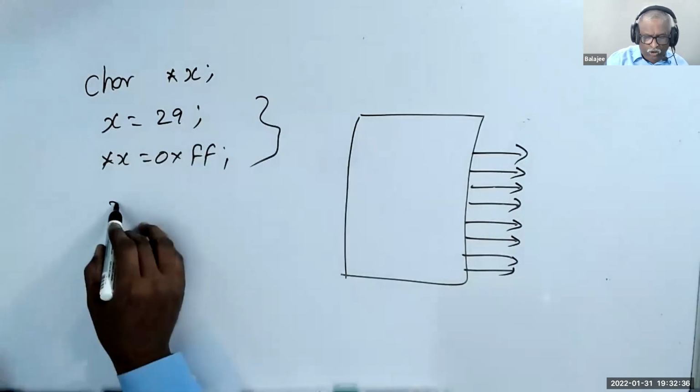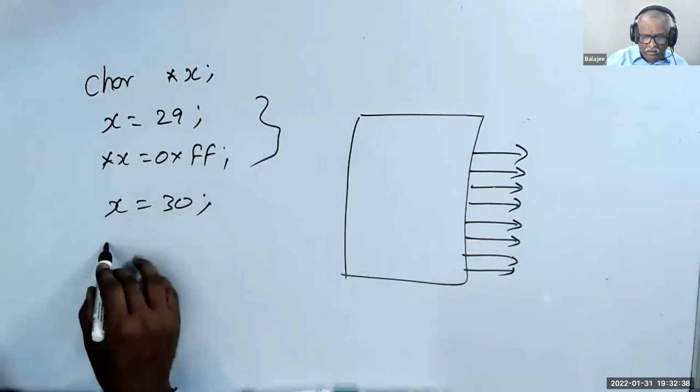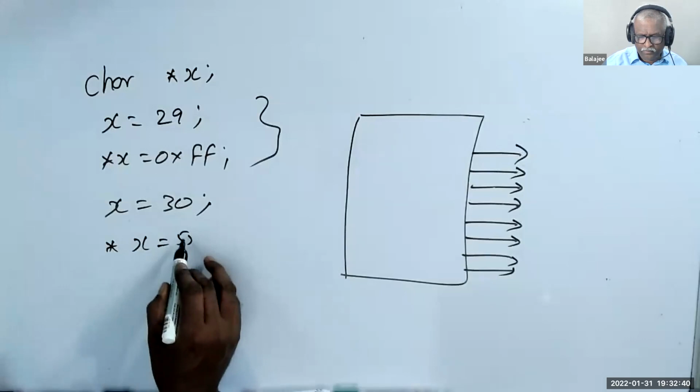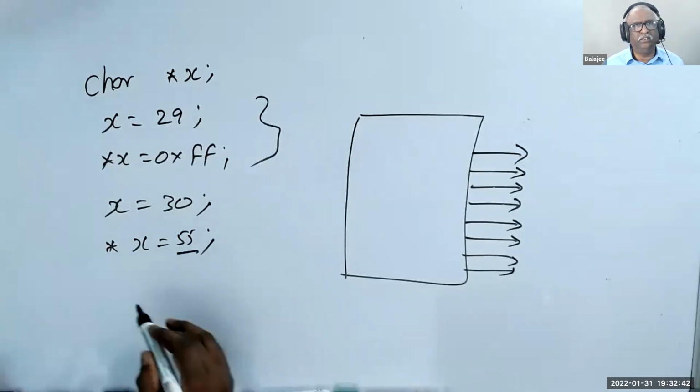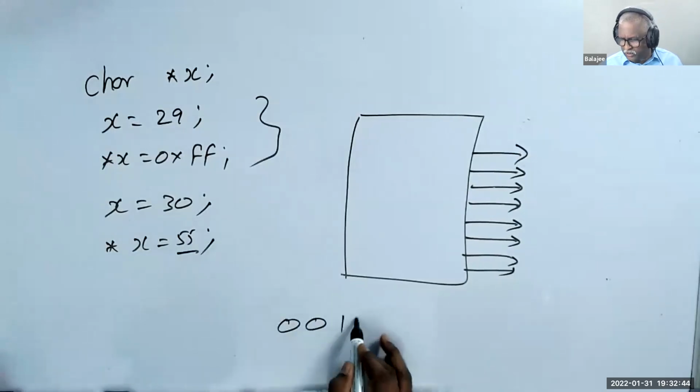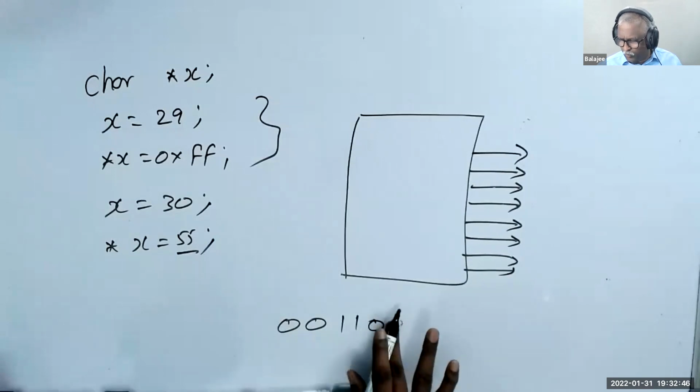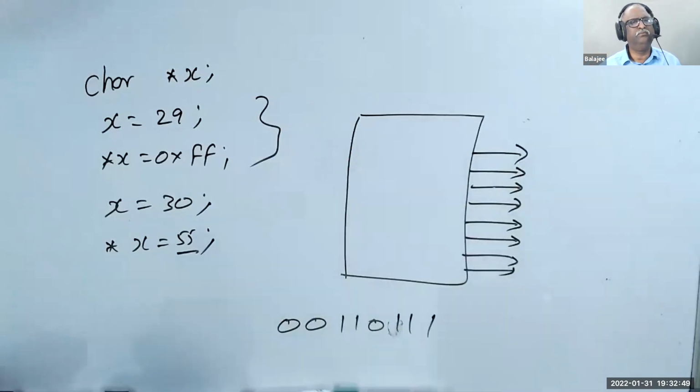Now you say x is equal to 30. Star x is equal to 55. 55 means 0, 0, 1, 1, 0, 1, 1, 1. So this becomes 1. So learn this method. This is used in every system.